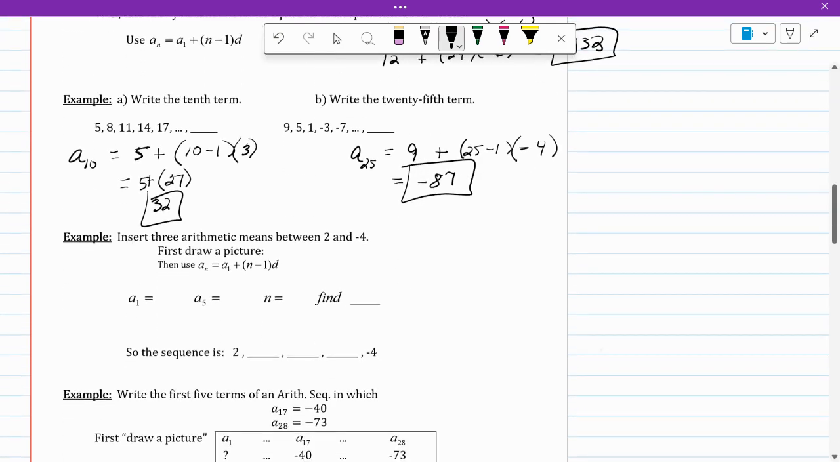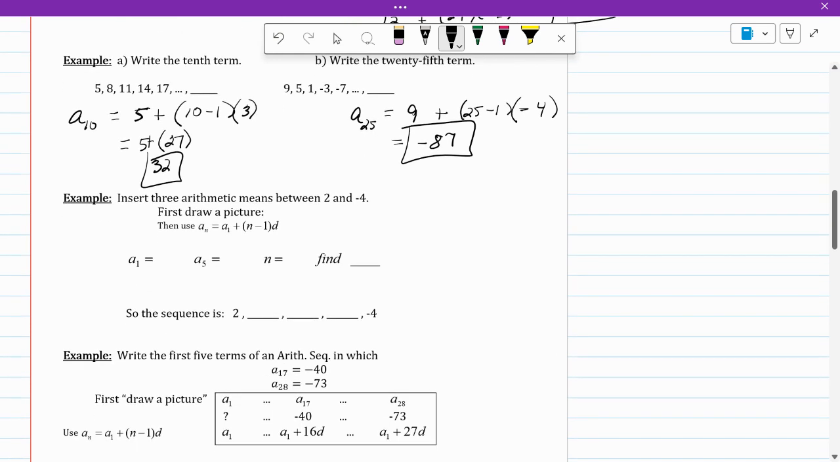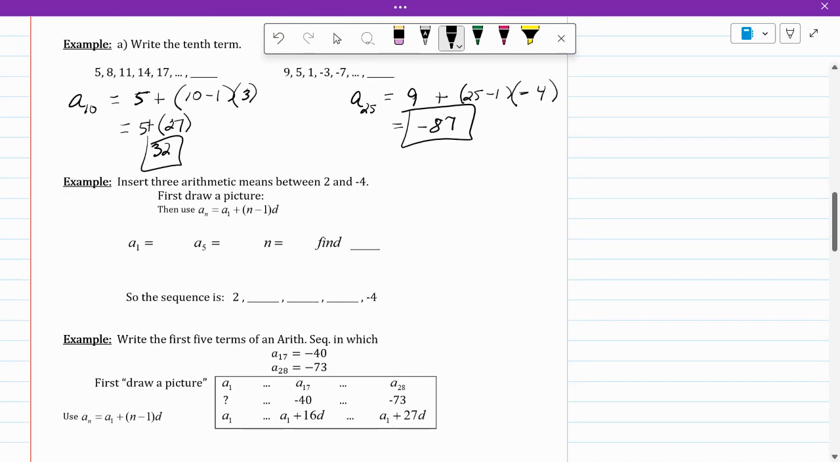All right, let's see. Insert 3 arithmetic means between 2 and negative 4. Okay, so insert 3 arithmetic means. So that means we've got 3 terms between 2 and negative 4 that we want to insert. So first let's draw the sequence here. Then we're going to use our formula. So let's see. A sub 1 is 2. A sub 5 is negative 4. We know what a sub 5 is. And we know what n is because we know how many terms there are. If we know the first and we know the last and there's 3 in between, that means that there are 5 terms in the sequence.